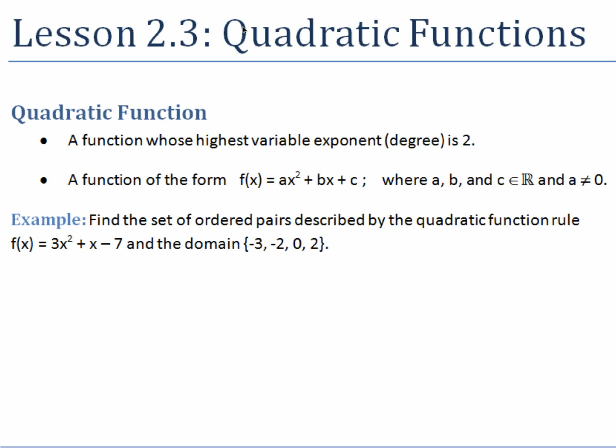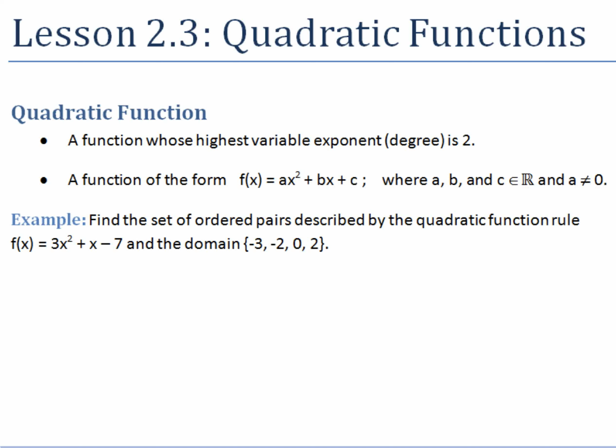A quadratic function is a function whose highest variable exponent is 2, so the degree is 2, and you see the general form of it. f(x) = ax² + bx + c. a, b, and c are real numbers, and a does not equal 0, because if a equals 0, this term would no longer be here, and we would just have a linear function.